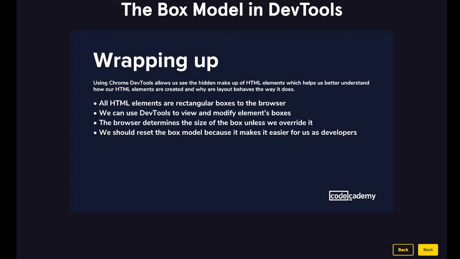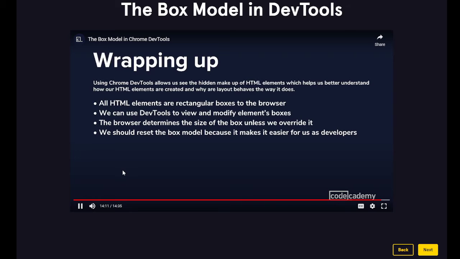Okay, let's wrap up. So using Chrome DevTools allows us to see the hidden makeup of HTML elements, which helps us better understand how our elements are created and why our layout behaves the way it does. Some takeaways here: all HTML elements are rectangular boxes to the browser. You can use DevTools to view and modify elements boxes. The browser determines the size of the box unless we override it. We should reset the box model because it makes it easier for us as developers.